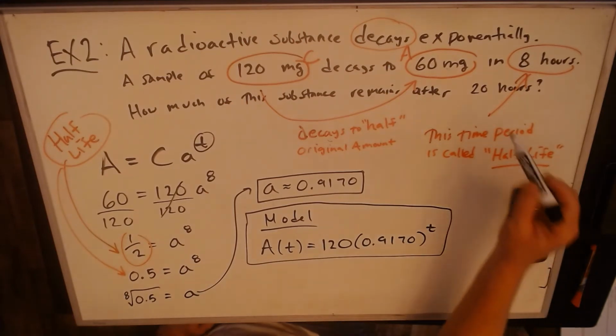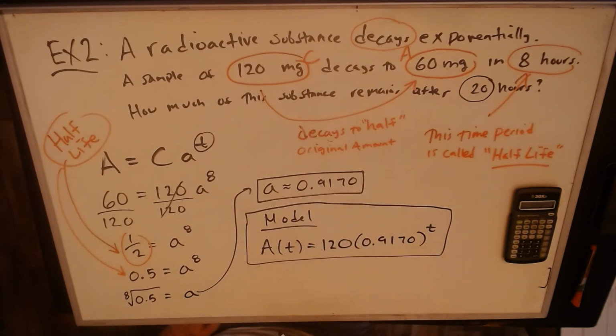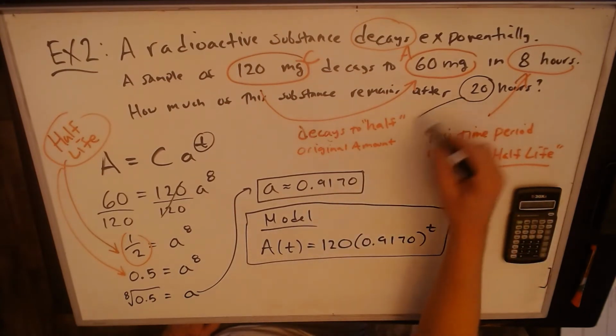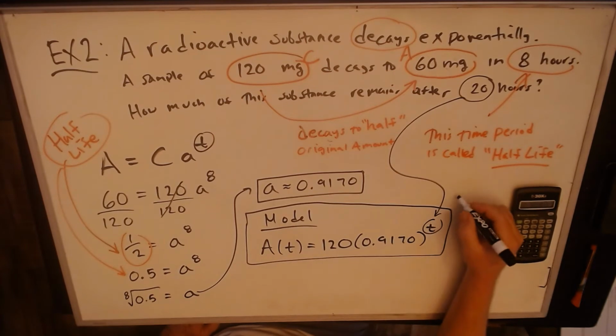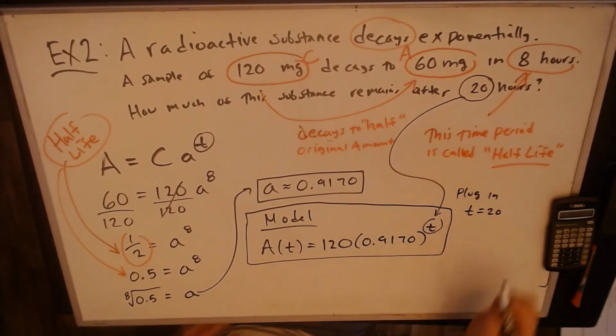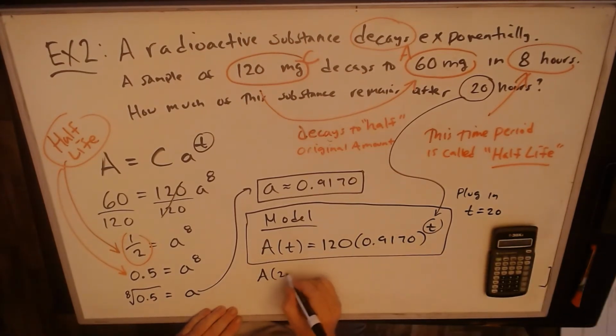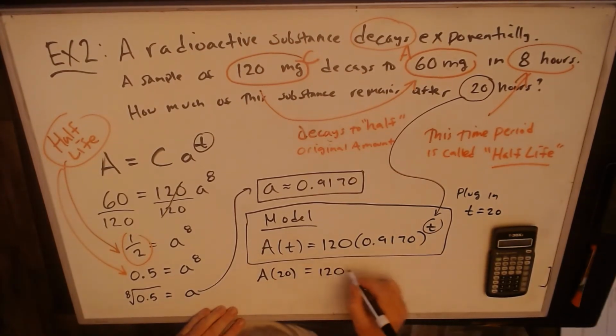So the question is asking us how much will be left after 20 hours. So now we're going to plug in t equals 20 and put it into our calculator. So we have the amount after 20 hours.